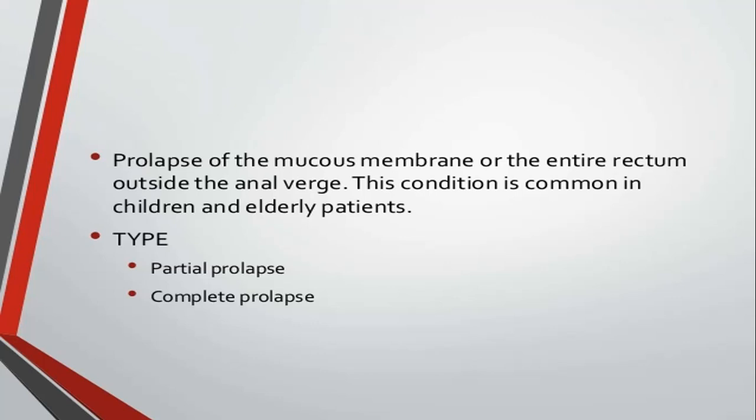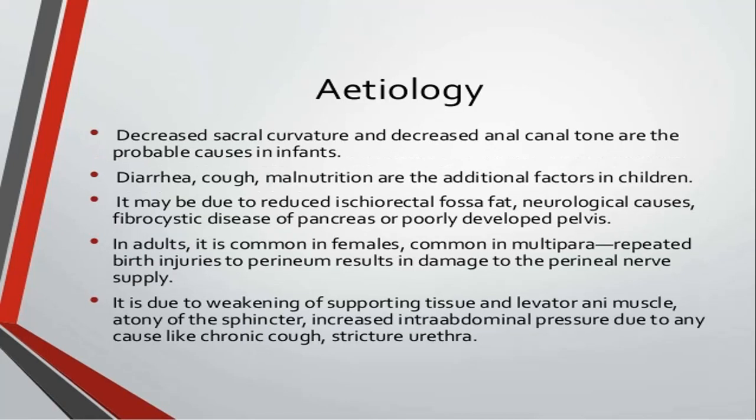So the types are partial prolapse and complete prolapse. In the partial type, only the mucous membrane comes out from the anal verge, and in the complete type, the whole wall of the rectum comes outside the anal verge. So now, etiology. Why does it cause prolapse? Because of a decreased sacral curvature and decreased anal canal tone.